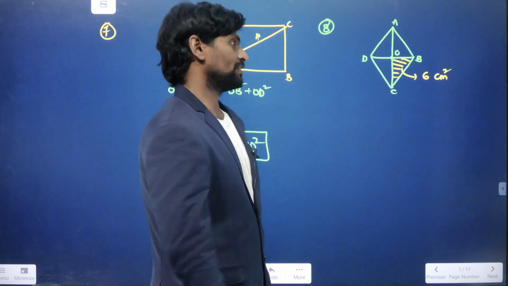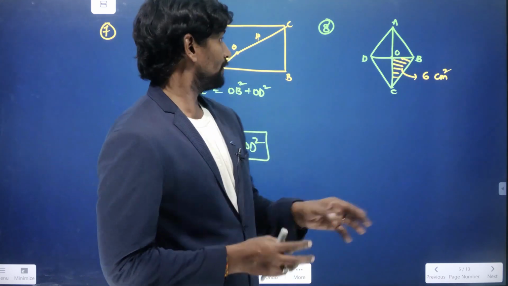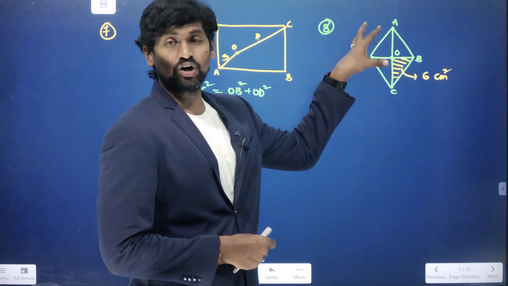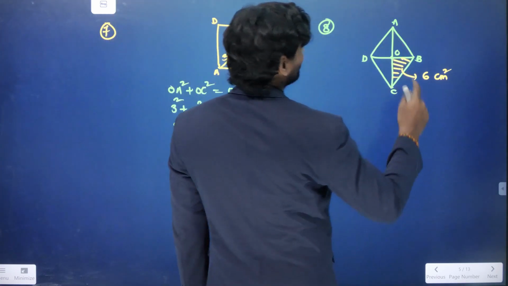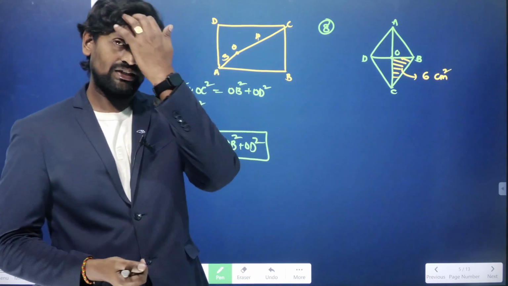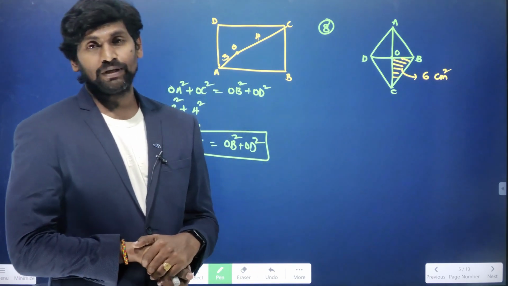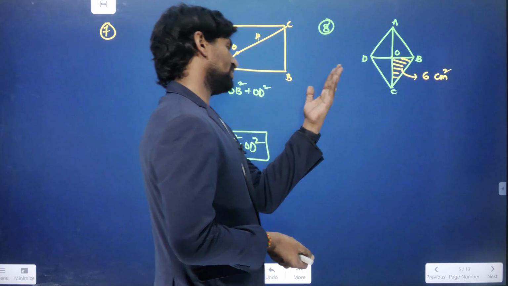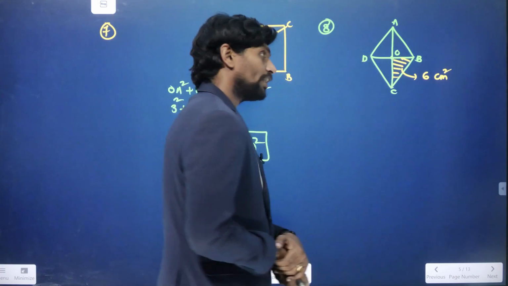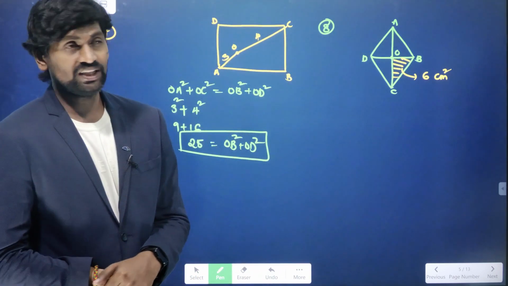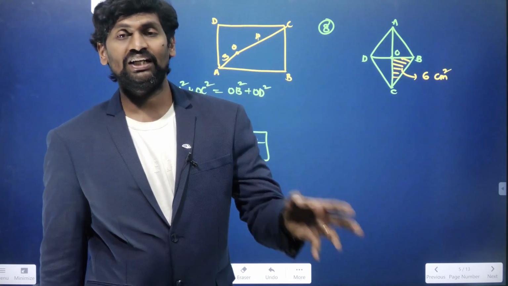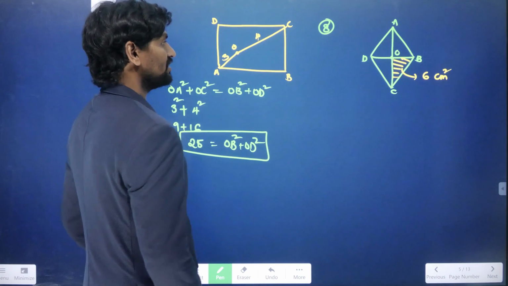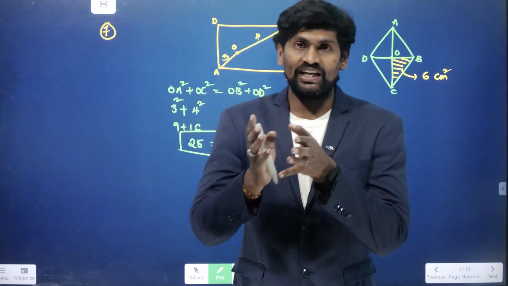So any other measurements we know? We know about the rhombus: all sides are equal, diagonals bisect perpendicularly, and opposite angles are also equal. So from this we have to identify that the rhombus is divided into 4 equal triangles. That means 4 triangles with equal areas.